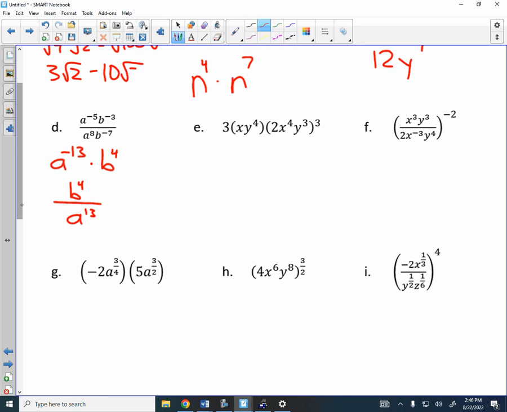Why are you going to flip it? Because this doesn't have a negative on it, so why would I flip it? Why are you going to flip everything? Because of this negative. So you're going to use up that negative right away.